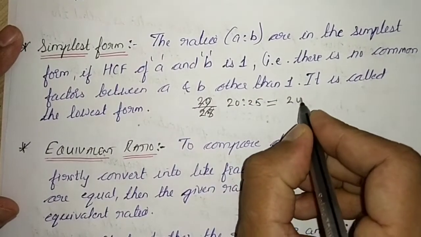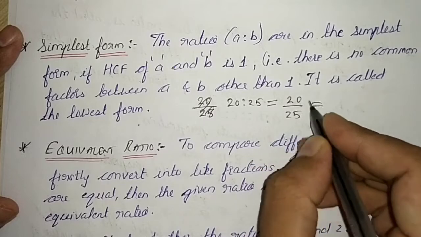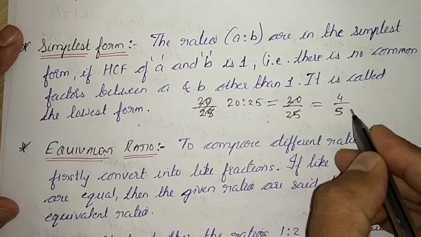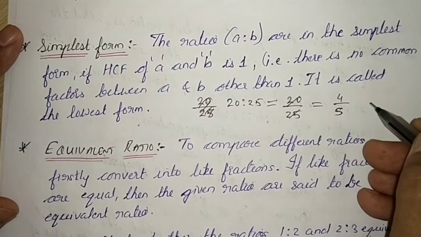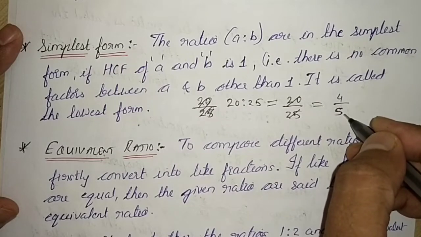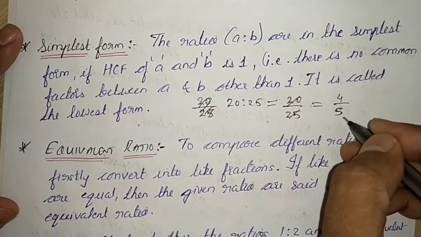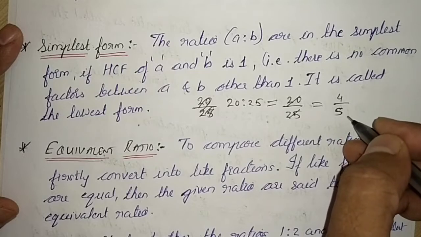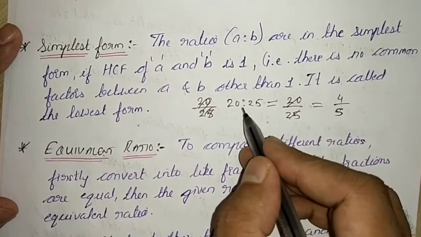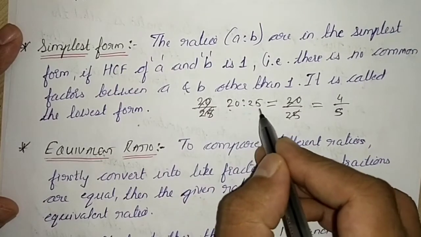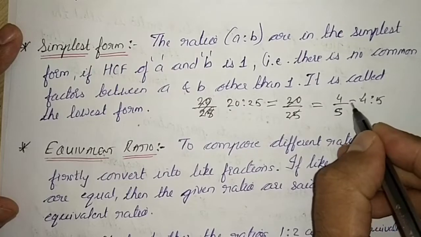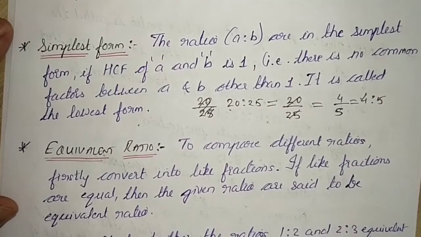So what will we do? 20 divided by 25, we will get 5 4s are 20 and 5 5s are 25. Can they be cut further? No, this is the simplest form. HCF of 4 and 5: there is no common factor between them. So we will write the simplest form of the ratio 20 is to 25 is 4 is to 5. This is the simplest form.